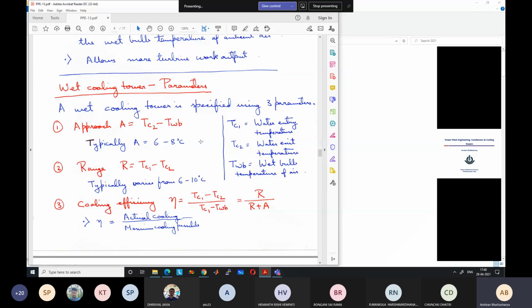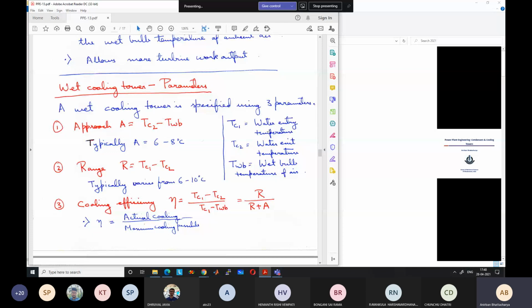quantify the effectiveness or efficiency of a cooling tower, okay, wet cooling tower. What are these parameters? So if we consider a few temperatures, the water entry temperature to the cooling tower, okay. So let me open the other file here, although it looks very small.